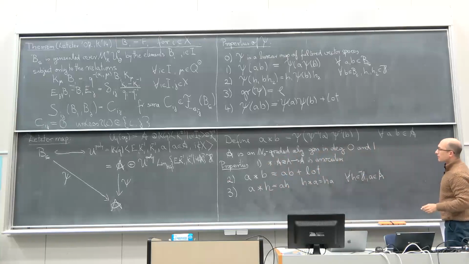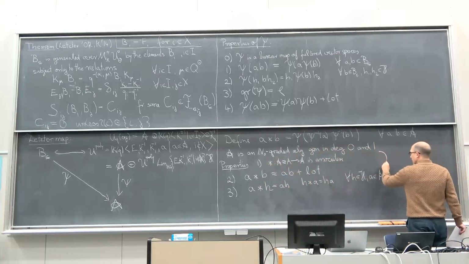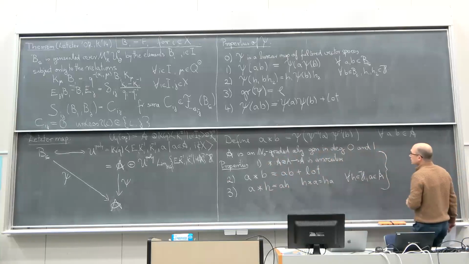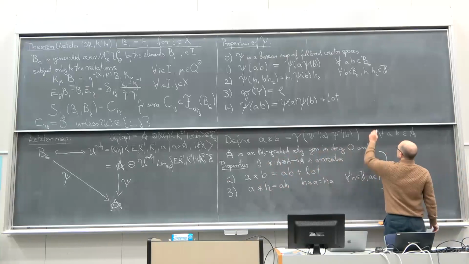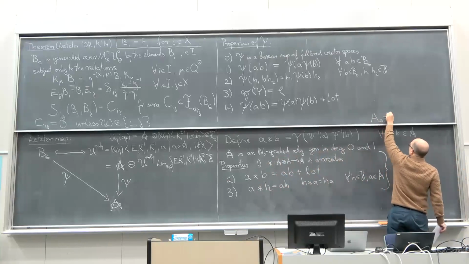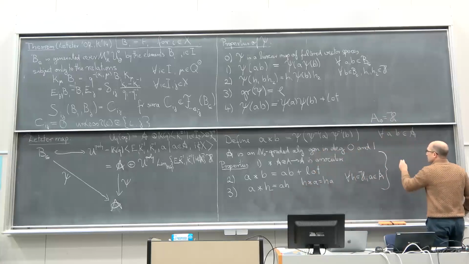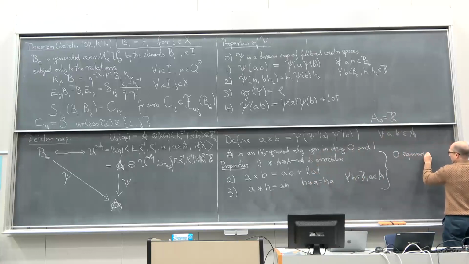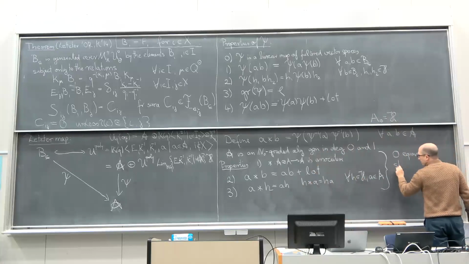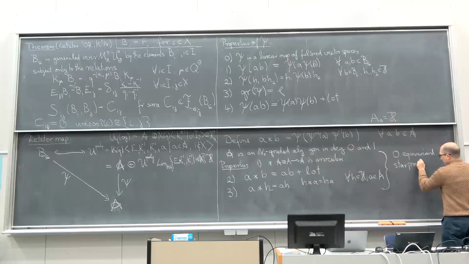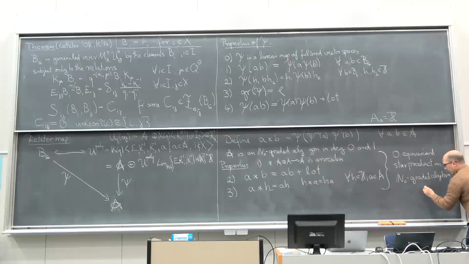Okay, and something which satisfies these three properties, I call, because A0 is H, yeah, so I have an A0 equivariant, so I call this a zero equivariant star product on the N0 graded algebra A.